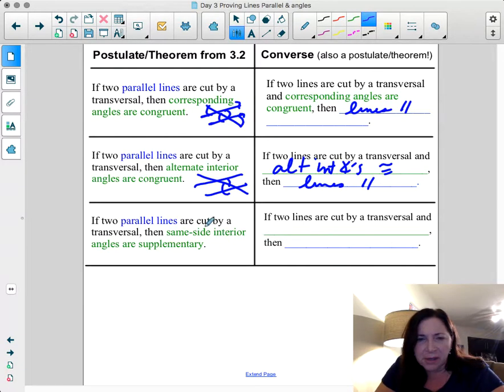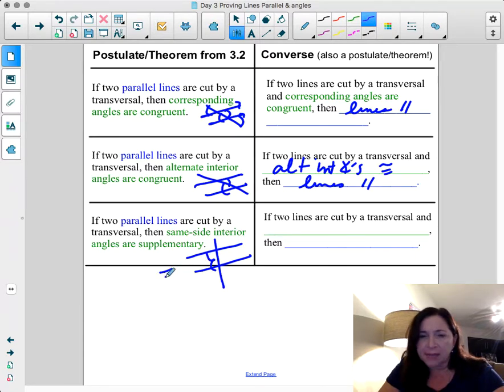If two parallel lines are cut by a transversal, then the same side interior angles are supplementary. What that's saying is this angle here and this angle inside, on the other side, their sum adds up to be 180. If two lines are cut by a transversal and same side interior angles are supplementary, then the lines are parallel.